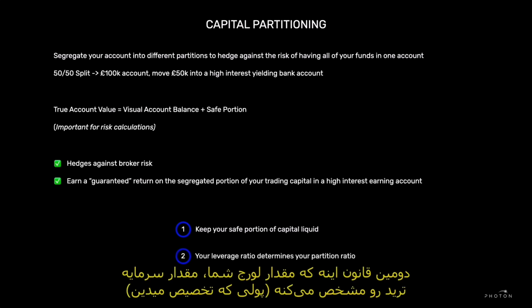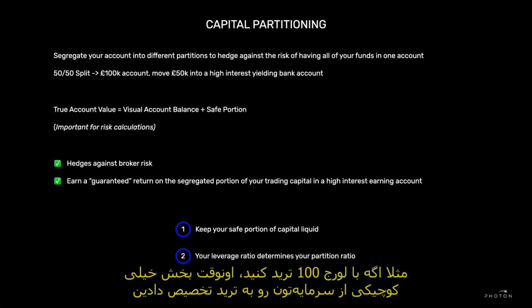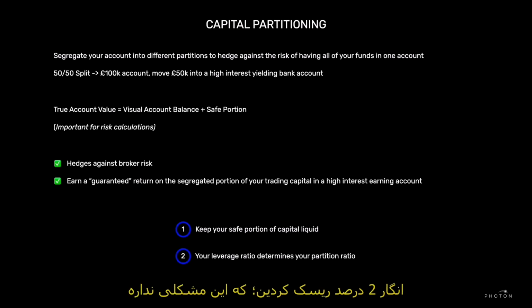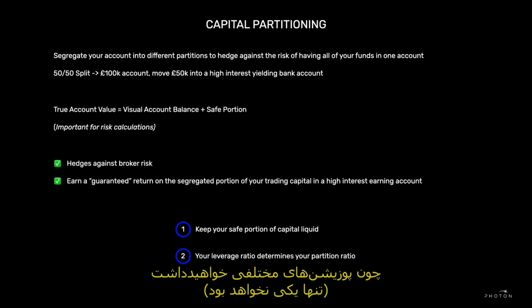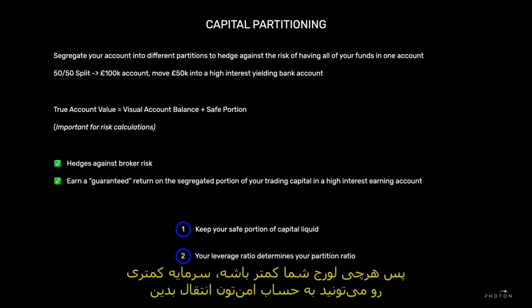Now, the second rule is that your leverage ratio determines your partition ratio. Because if you trade 100 to 1 leverage, then you only ever engage a very small amount of capital, and risking 2% per position is no problem. But if you only trade, say, 20 to 1 leverage, however, then you can start to run into some trouble when you're risking 2% across multiple positions simultaneously. And the lower your leverage, the less you'll be able to pull out to your safe portion in another account.